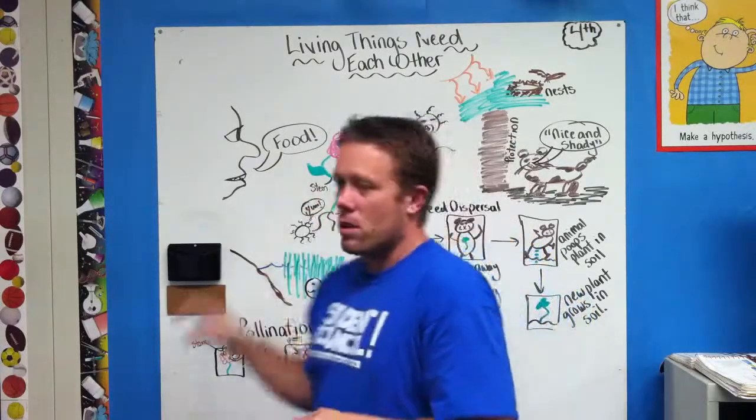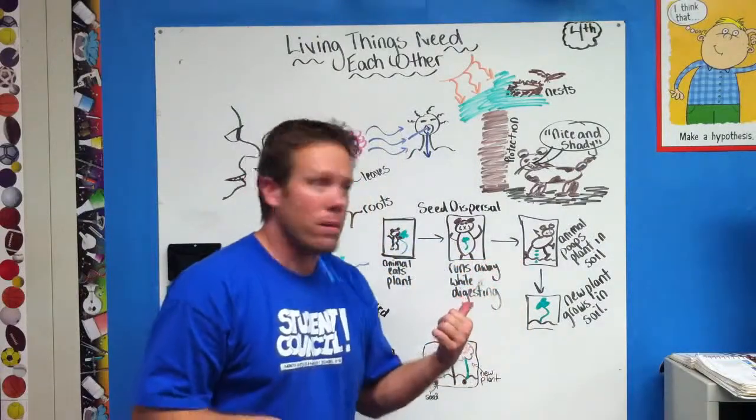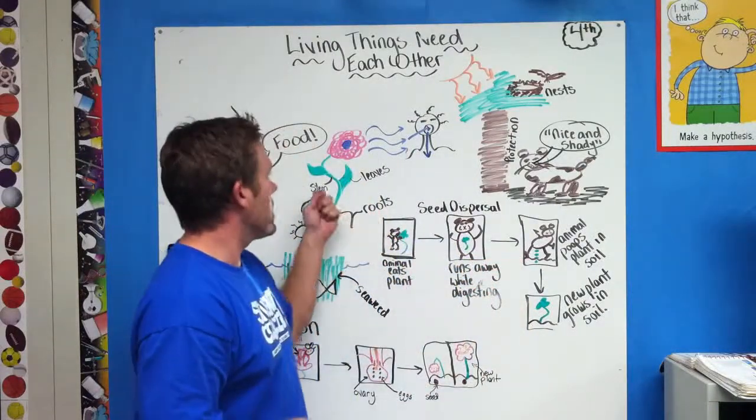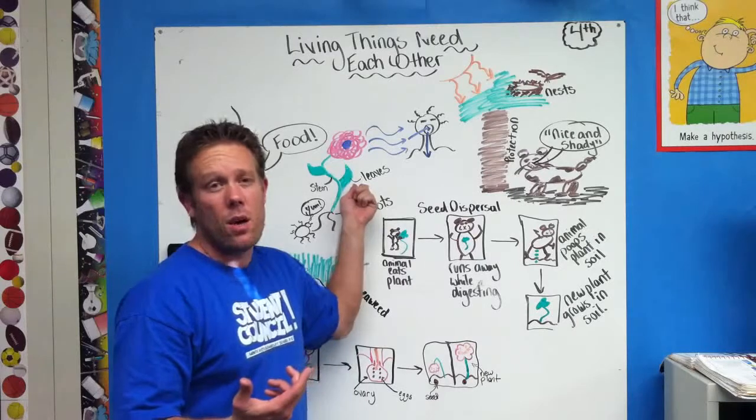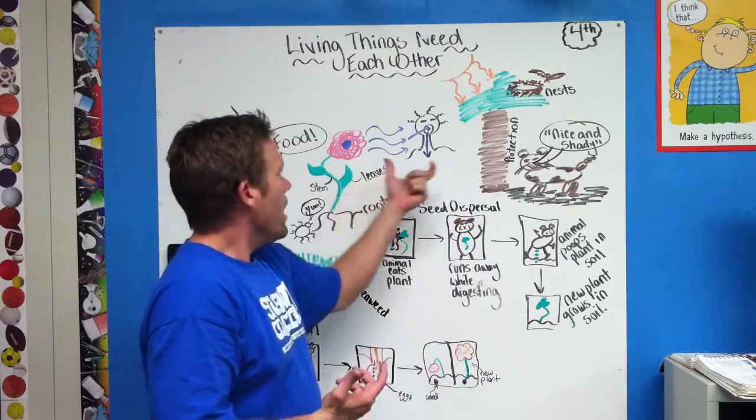So we talked about also the different parts of a plant. The roots, the stem, the leaves, you are going to need to know that for the test.